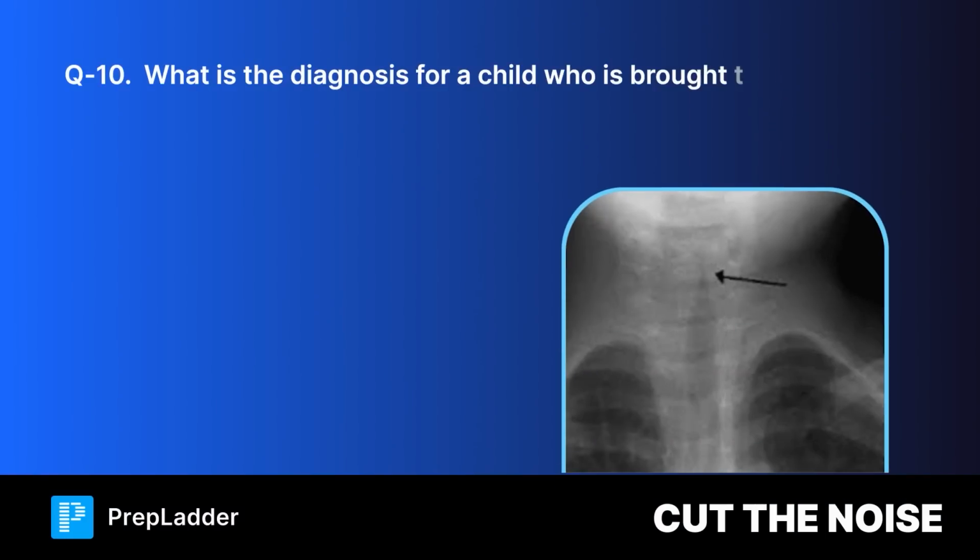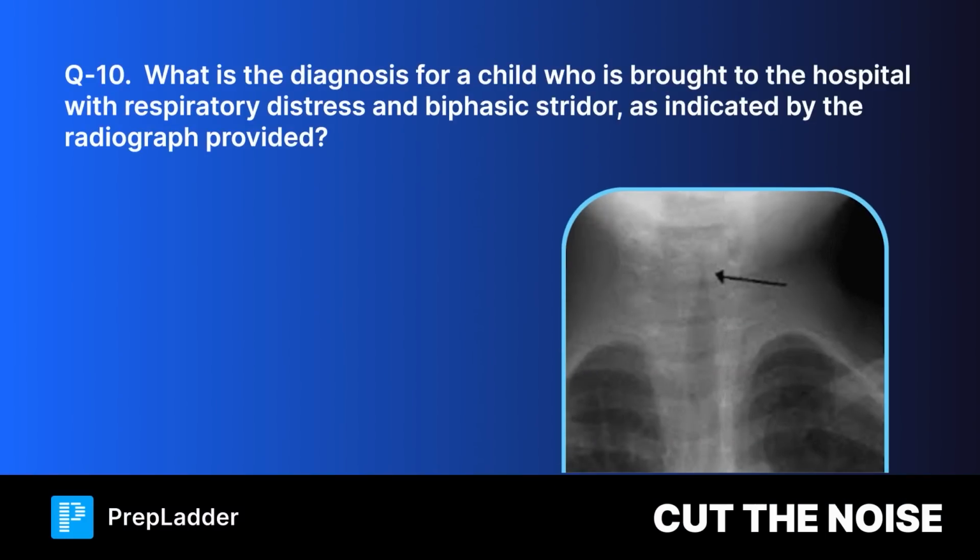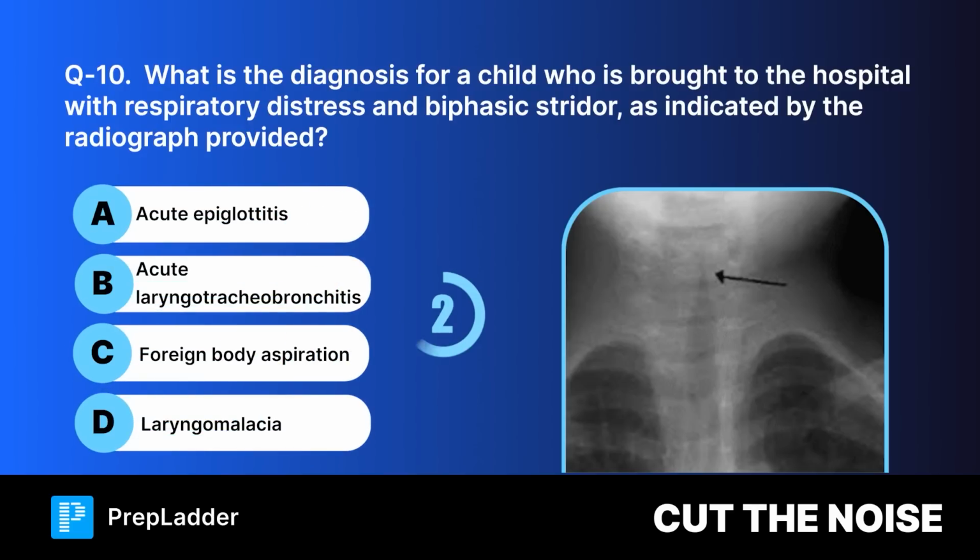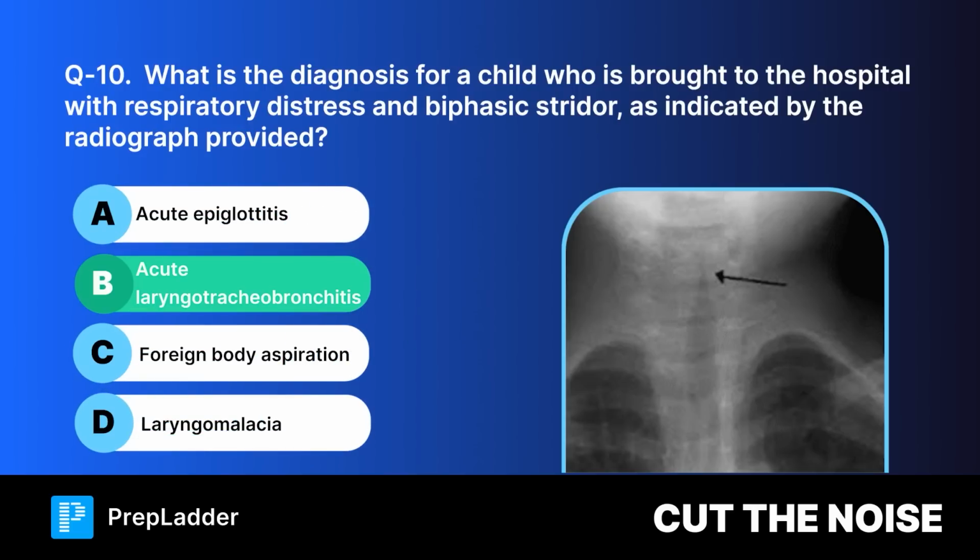Question 10. What is the diagnosis for a child who is brought to the hospital with respiratory distress and biphasic stridor, as indicated by the radiograph provided? Your options are, and the correct answer is acute laryngotracheobronchitis.